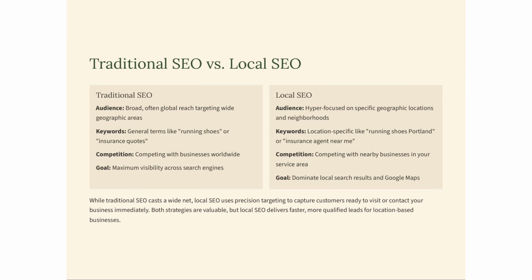Traditional SEO targets a broad audience with general keywords, aiming for global visibility. In contrast, local SEO focuses on specific locations, using precise keywords like "running shoes Portland." It competes with nearby businesses, aiming to dominate local search results and Google Maps, delivering faster, more qualified leads for location-based businesses.